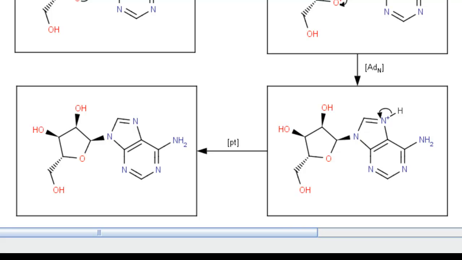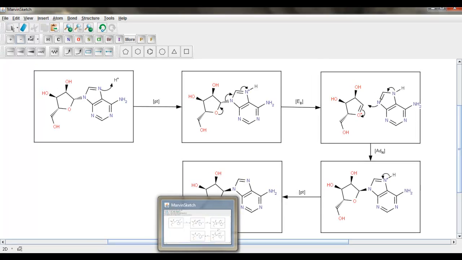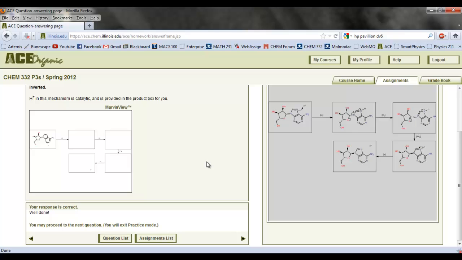Where are the electrons flowing to? Are you skipping over any bonds? Is the flow in the correct direction? Always be thinking about these things, and I'm probably the most guilty of this. So let's try again. And there you have it.